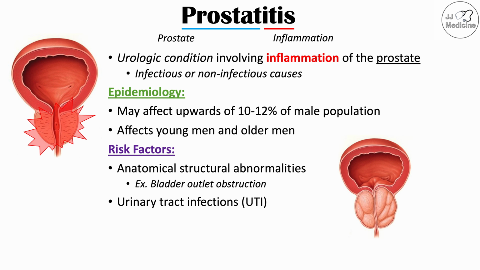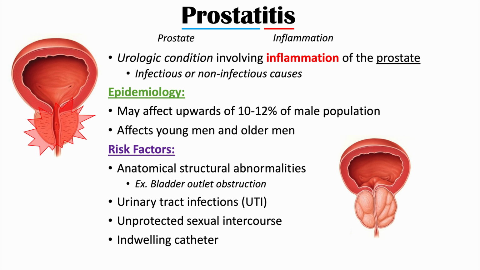Urinary tract infections can also be another risk factor for getting prostatitis. Another risk factor is unprotected sexual intercourse. Another one is indwelling catheters. So the plastic of the catheter can be used by bacteria to essentially crawl up through the catheter, through the urethra, and can infect the surrounding areas, including the prostate gland. So this can lead to inflammation of the prostate.